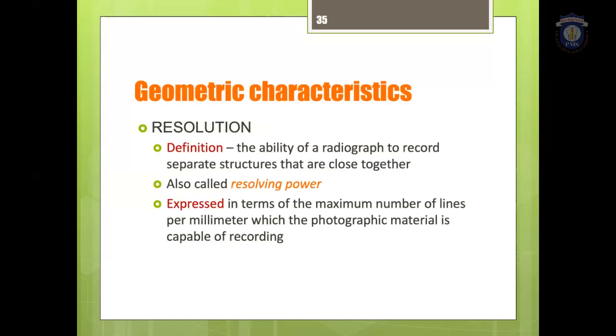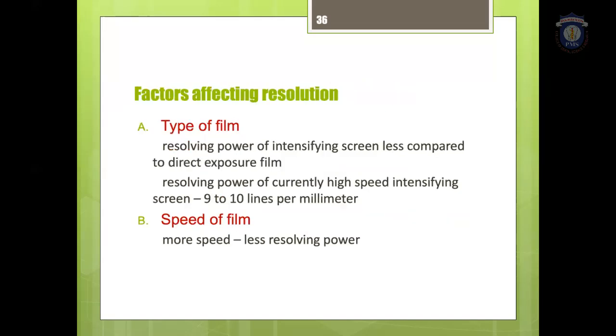Coming to the second characteristic after visual characteristic, the geometric characteristic. One, resolution. It is defined as the ability of a radiograph to record separate structures that are close together, also called the resolving power, and is expressed in terms of maximum number of lines per millimeter which the photographic material is capable of recording. Factors affecting resolution: type of film.